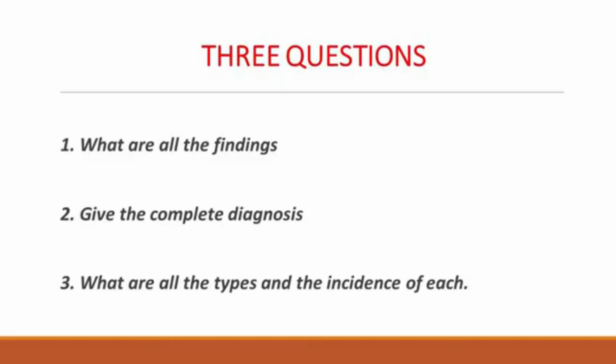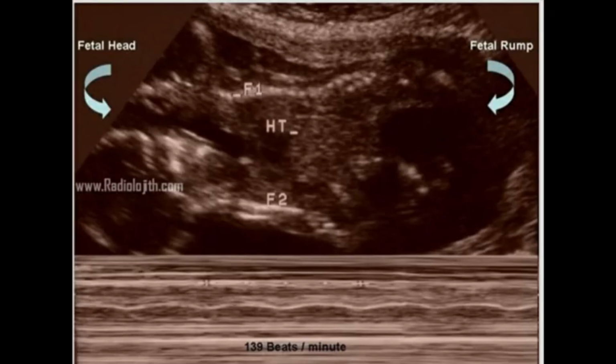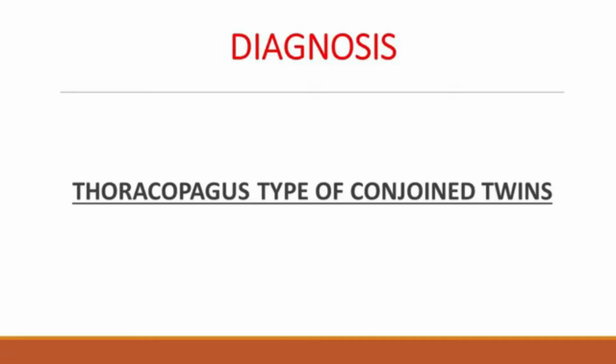Twin intrauterine fetuses are seen with fusion of the anterior chest and abdomen of the twins with a single heart and 2 separate stomachs. No other images had been given, but no other anomalies were detected in the fused twins. There was a single placenta with appropriate fetal biometry, especially by BPD, HC and FL in the fused twins. The diagnosis is thoracopagus type of conjoined twins.